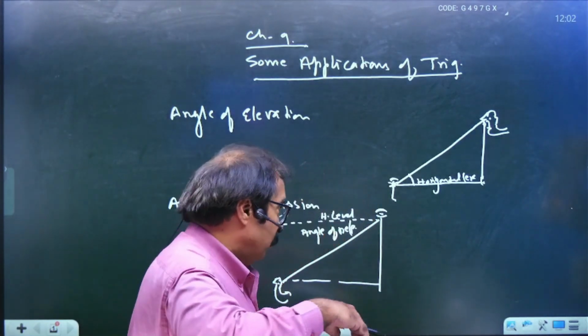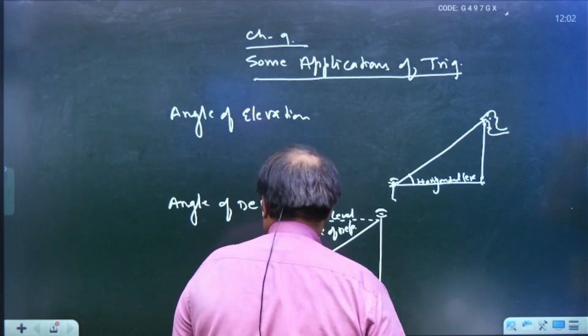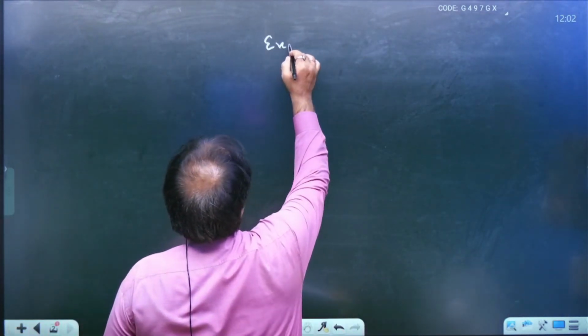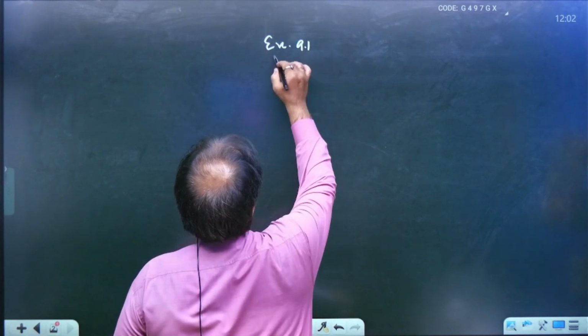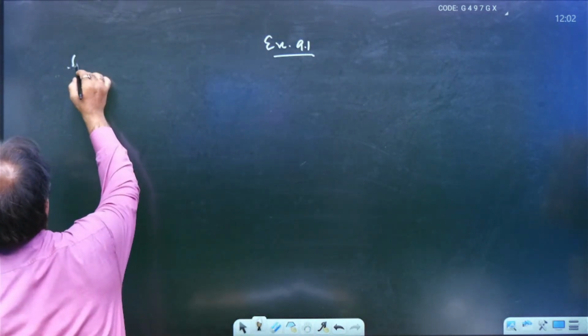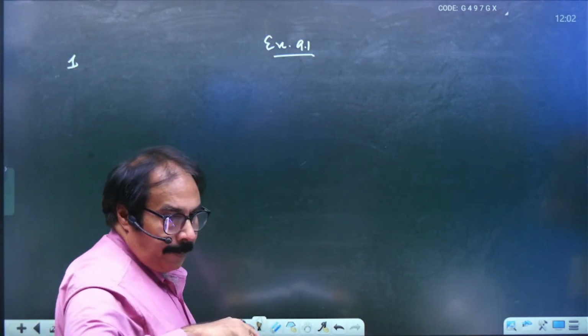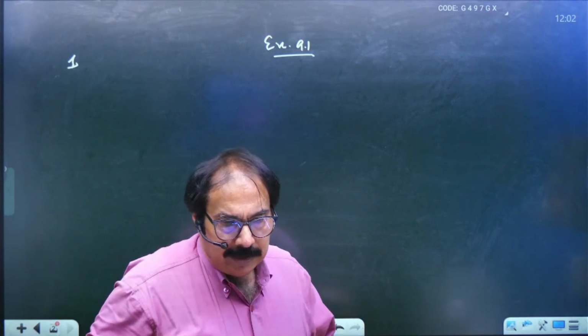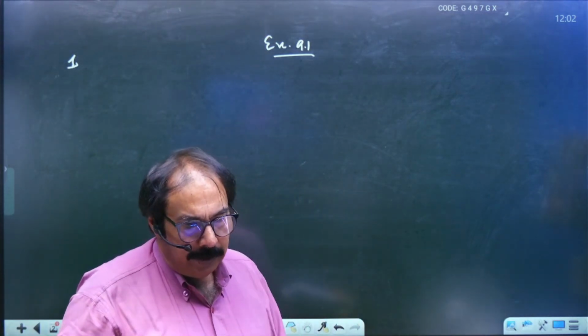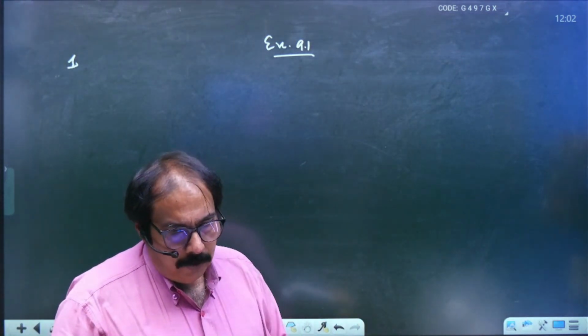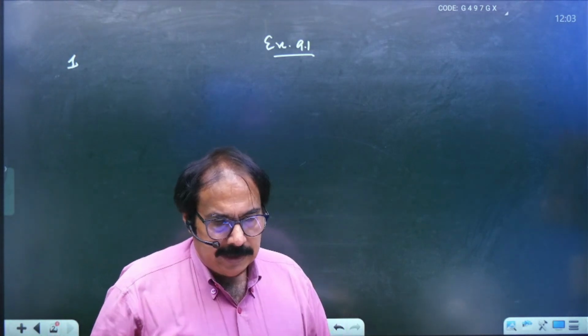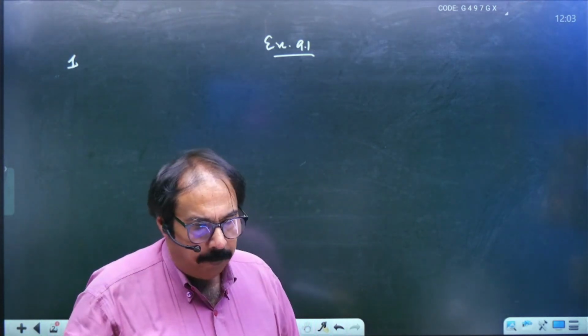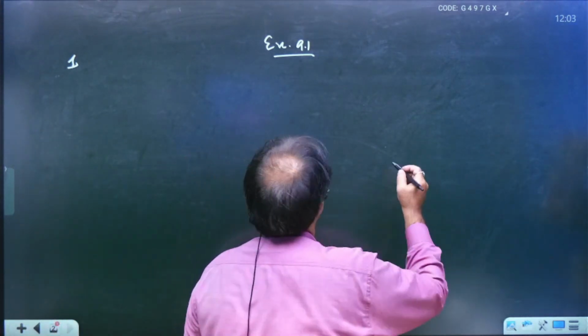Okay, now move to the exercise. Exercise 9.1, the very first question, question number 1. The question says a circus artist is climbing a 20-meter long rope which is tightly stretched and tied from the top of a vertical pole to the ground.